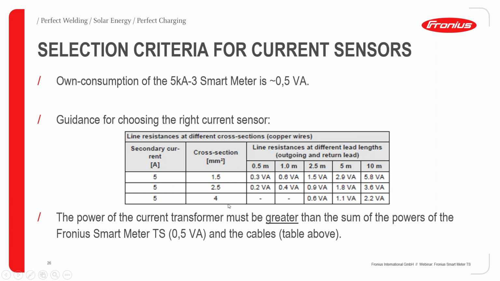Of course, the thicker the cable gets and the shorter the cable gets, the less line resistance we have, and vice versa. But the sum of the number in this table and the 0.5 volt amps of the own consumption of the smart meter should be the minimum selection criteria for your current sensor. Bigger is always better in this case, but this should be the minimum at least.